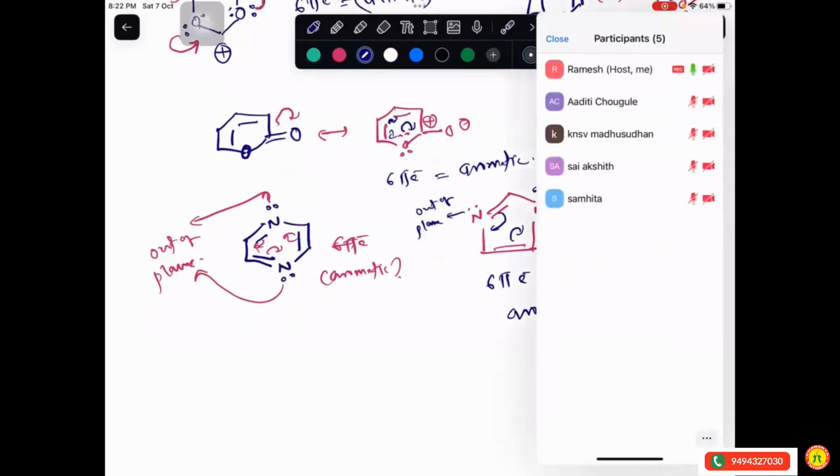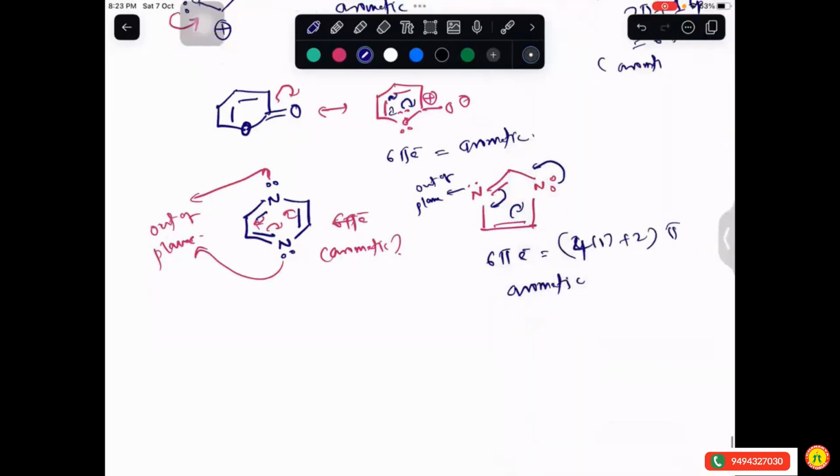Any doubt, all of you, please raise your voice. Aditi, Madhusodan, Sai Akshit, Samyuta. Aditi, understand? Yes, sir. Madhusodan? Yes, sir. Sai Akshit, where are you? Samyuta? Samyuta, did you understand? Okay. So clear, Aditi. Okay, thank you.